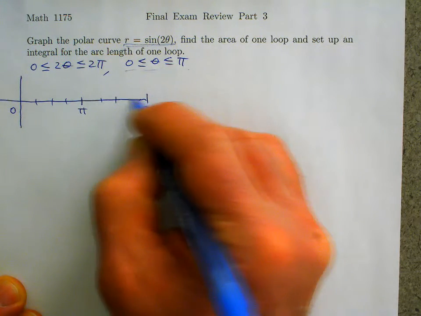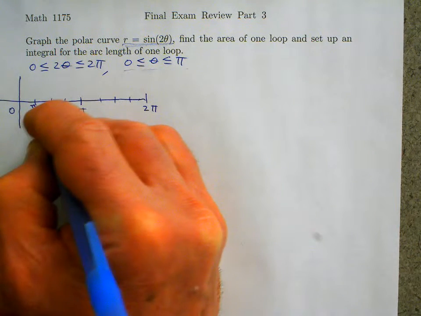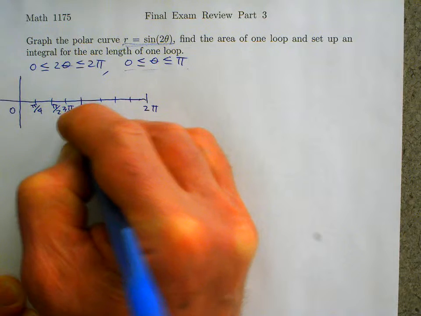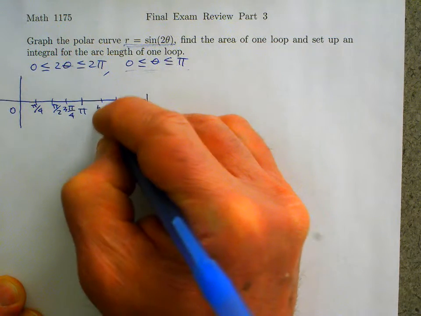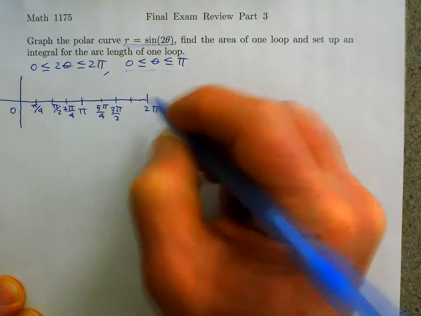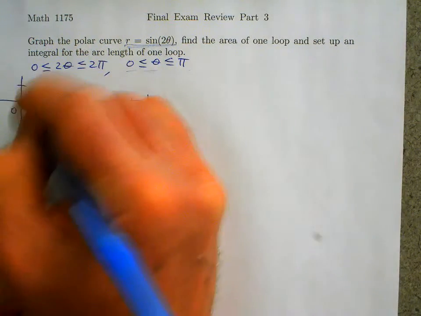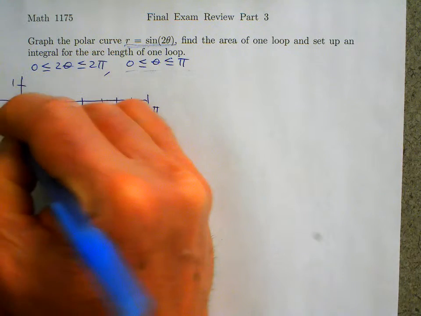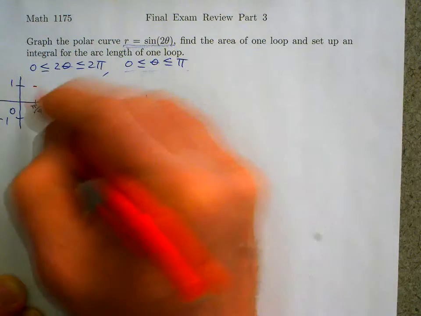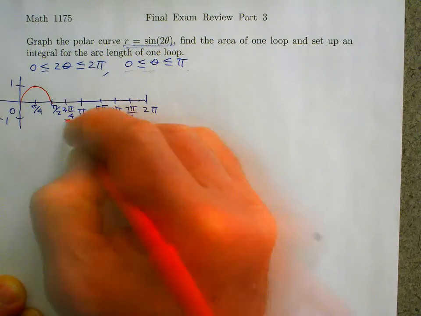Subdivide each of those. So this is pi over 4, pi over 2, 3 pi over 4, pi, then 5 pi over 4, 3 pi over 2, 7 pi over 4. And then the sine curve for sine of 2 theta. We have 2 periods here.